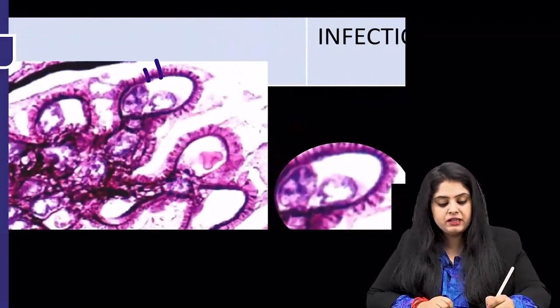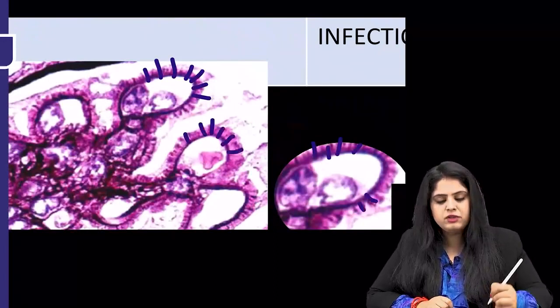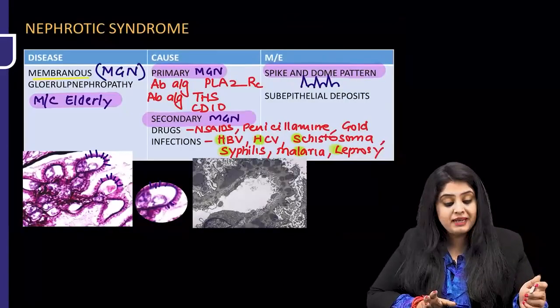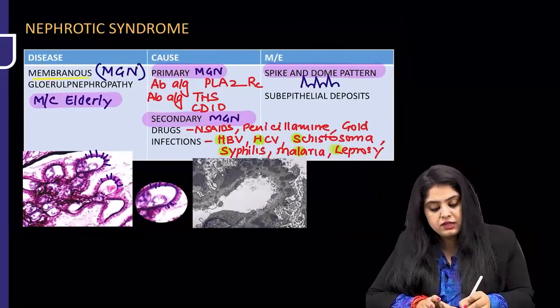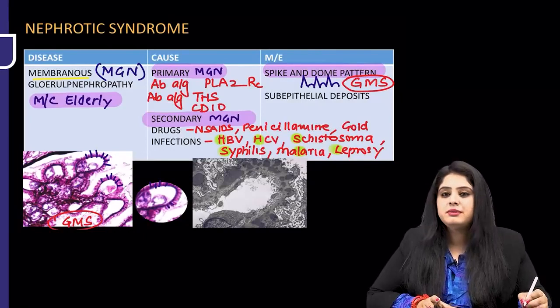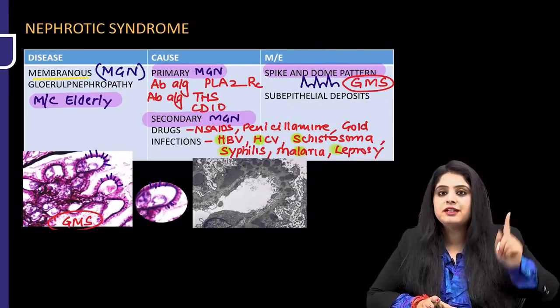Can you see this black color ka spikiness coming over here? I've shown you a higher power also. You will say, why black? In the world of pink and blue, why has the situation become black? Because I have used a stain called the silver stain, the GMS. I hope you all remember the GMS stain, the Gomori methenamine silver stain is the black color stain that you have. So that is what is going to give you that spikiness.